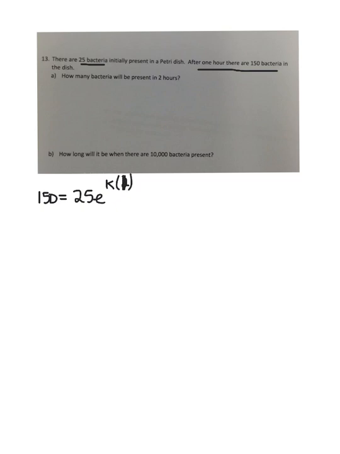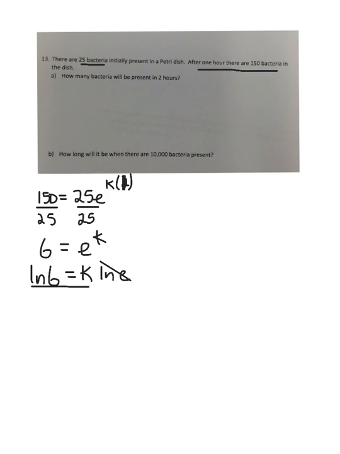Okay, so let's divide out the 25, which is going to give me 6 equals e to the k. And then remember, if you want to get rid of an e, we just ln. So I'm going to ln the 6. I'm going to drop that k down, and I'm going to ln the e, which remember is 1, so that cancels out. Okay, so there's our k value.